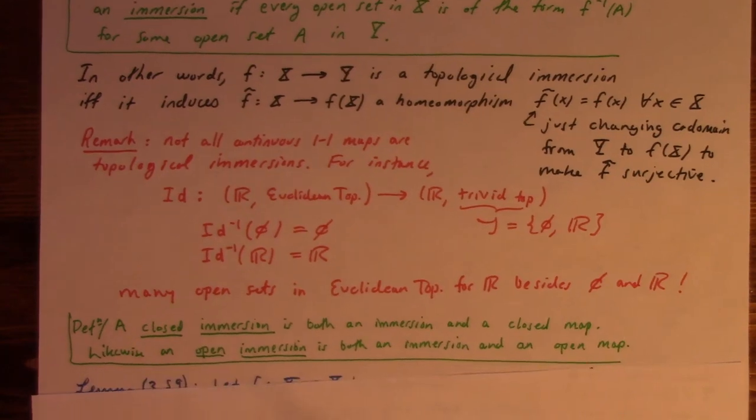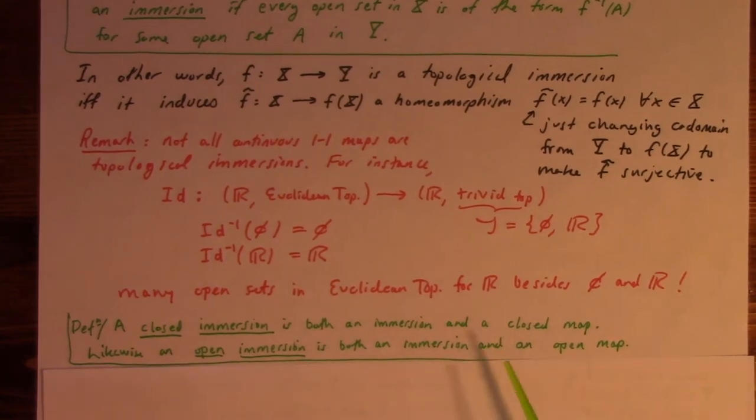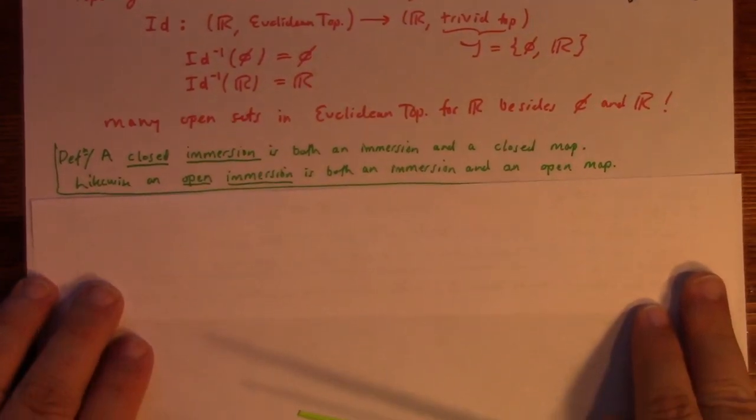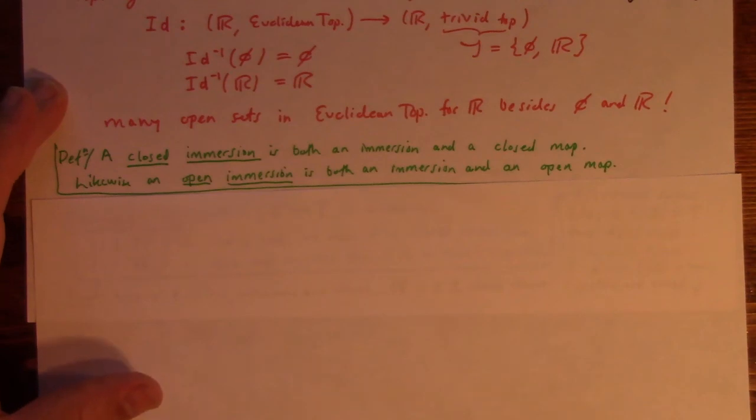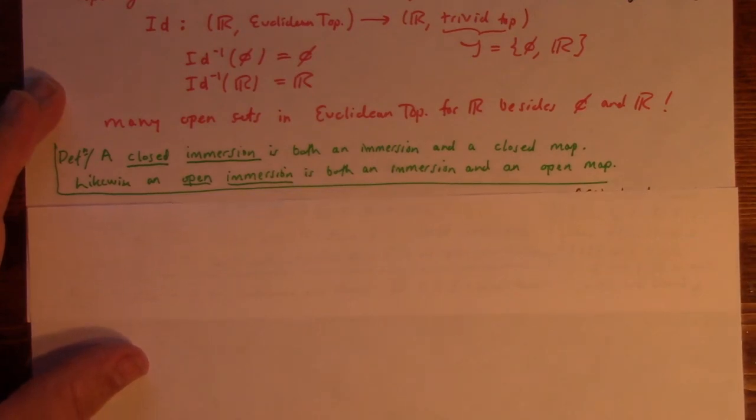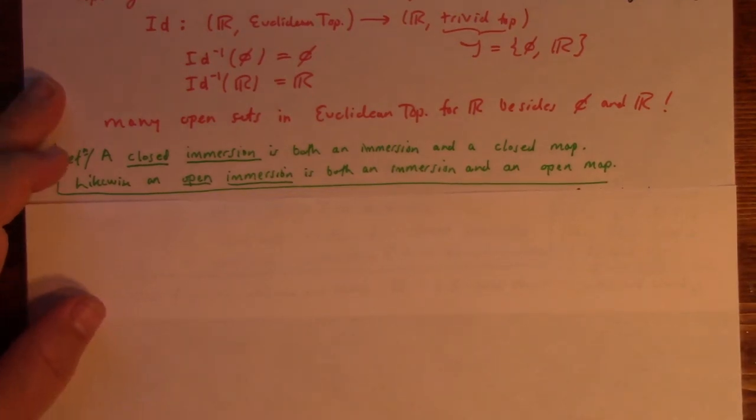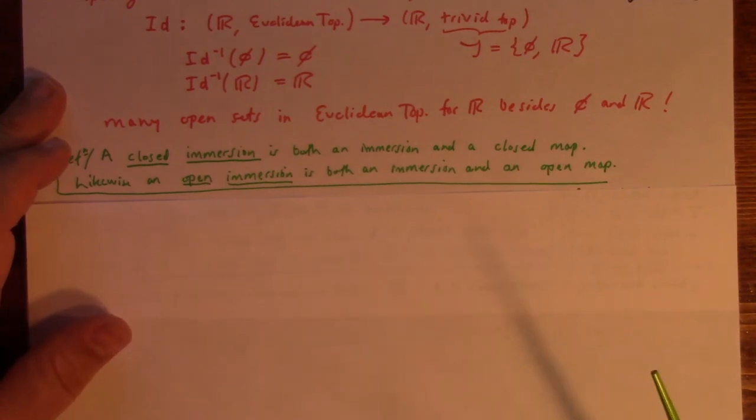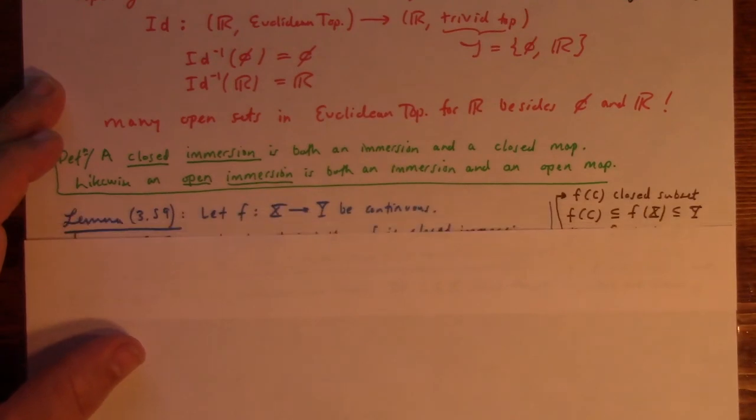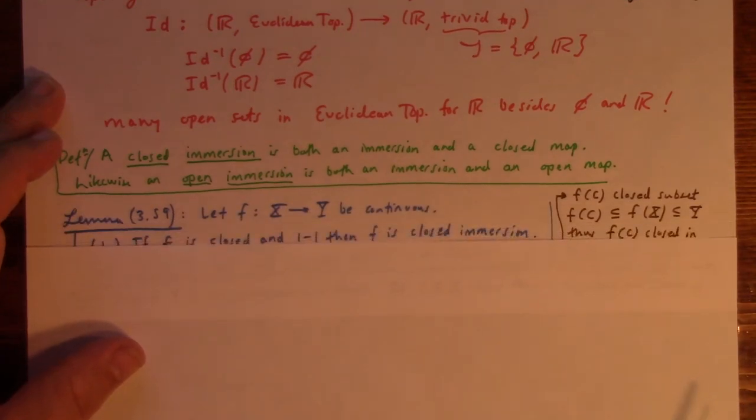You can also talk about closed immersions and open immersions. A closed immersion is an immersion which is also a closed map. An open immersion is an immersion which is also an open map. To say something's open means it maps open to open, right? To say something's closed means it maps closed to closed, right? So the condition of open or closed is stronger than just continuous. There are lots of continuous maps which are not open or closed.